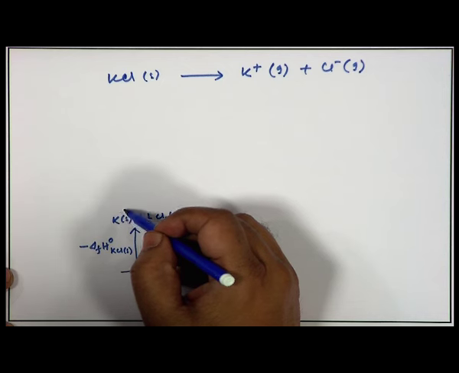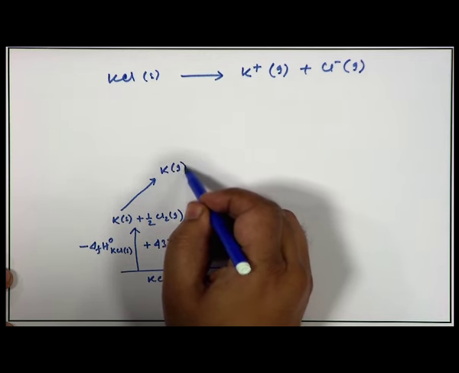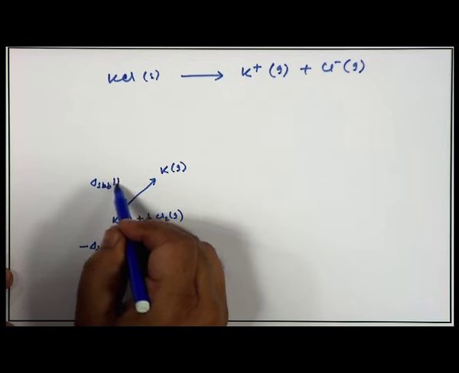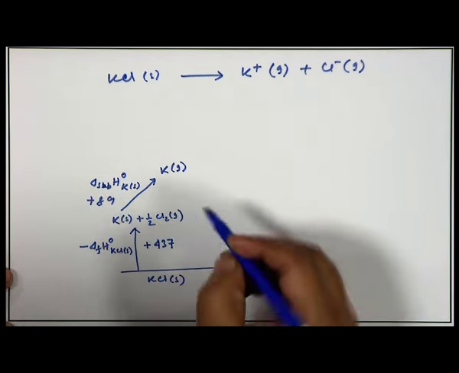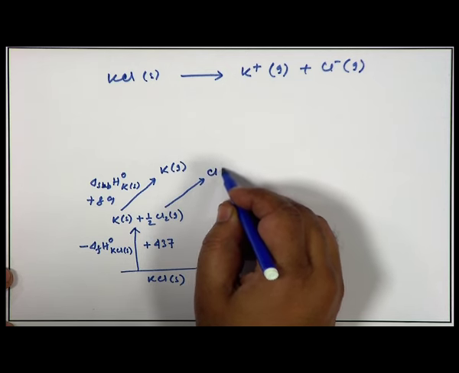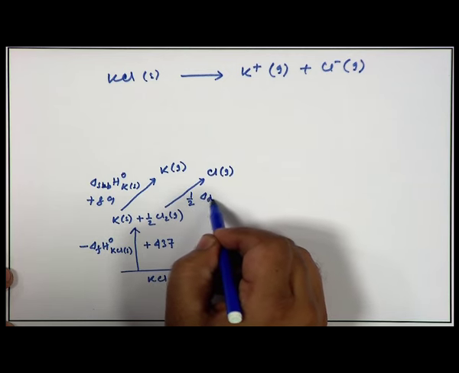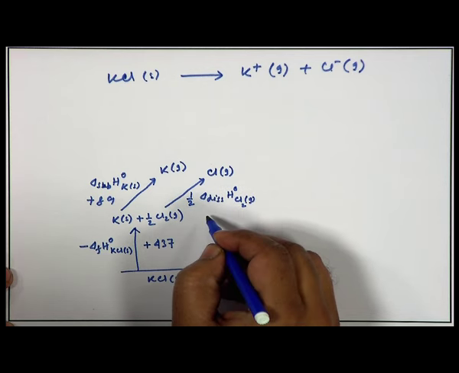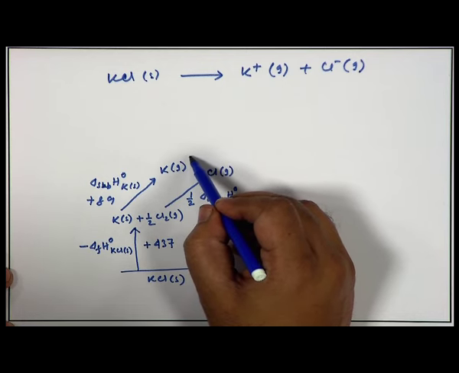Now, K solid would be transformed to K gas. So, it will be the sublimation enthalpy of K solid, whose value is 89. Chlorine would dissociate to chlorine atom gas, so it will be half of the dissociation energy of chlorine gas, which is 122.